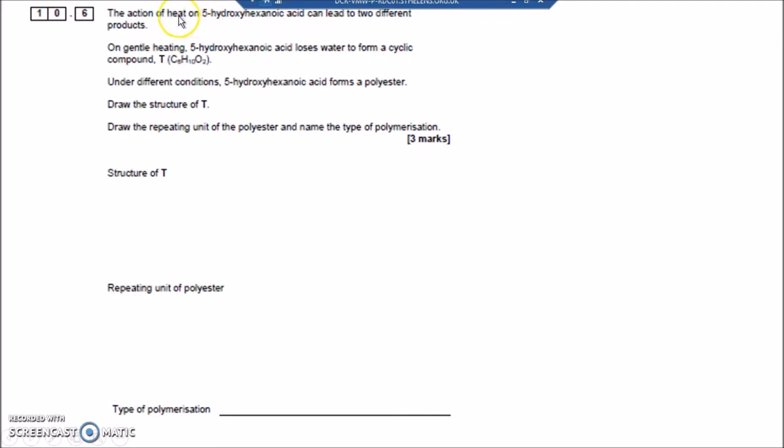Question 10.6. The action of heat on 5-hydroxyhexanoic acid can lead to two different products. Well, we better work out what 5-hydroxyhexanoic acid is, first of all. So, hexanoic acid, a carboxylic acid, that's carbon number 1 here, 6 carbons, 1, 2, 3, 4, 5, 6. And there's a hydroxy group, an OH group at number 5, 1, 2, 3, 4, 5.